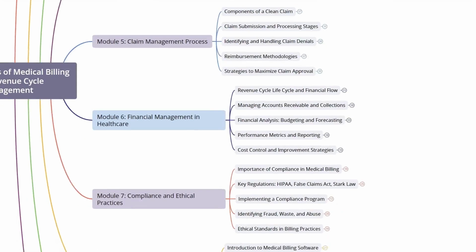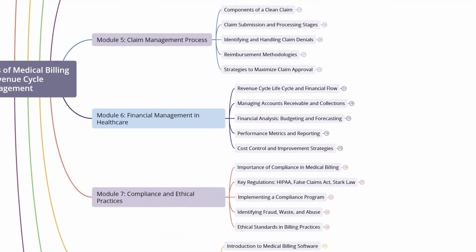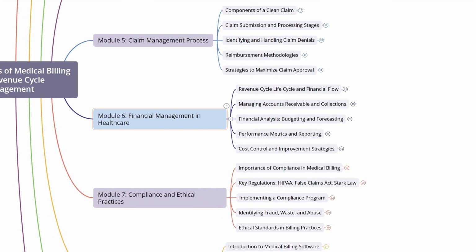Next, Module 6, Financial Management in Healthcare. Beyond individual claims, overarching financial management ensures that healthcare entities maintain healthy cash flows and effective resource utilization. This module covers strategic financial operations that sustain the organization long term.